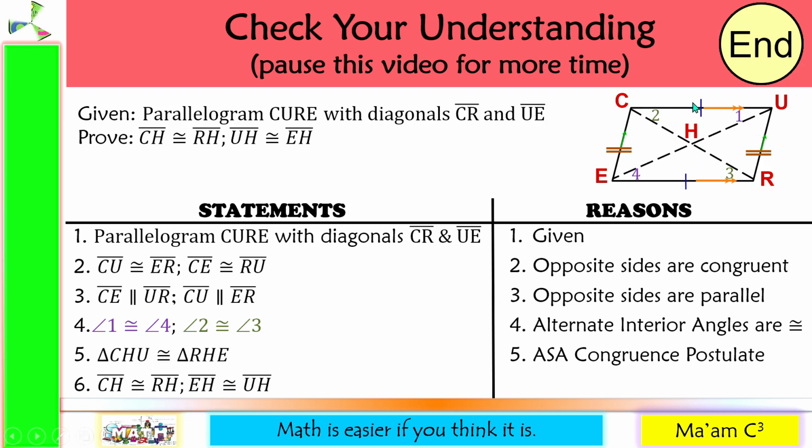Since these two triangles are congruent, then their corresponding parts are also congruent. Imagine that we are going to move this one on top of this triangle at the bottom. Then angle 1 will superimpose angle 4. Angle 2 will superimpose angle 3. So line segment CH will superimpose line segment RH and line segment EH will superimpose line segment UH. Again, that is because of CPCTC. Congruent parts of congruent triangles are congruent.